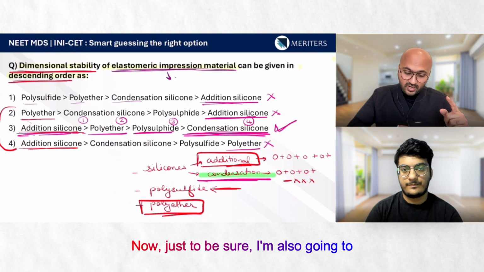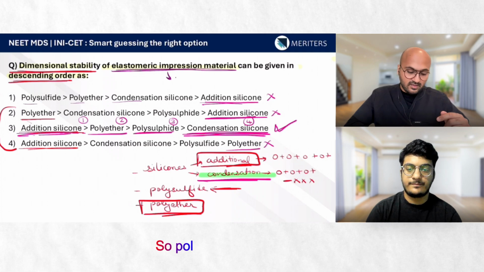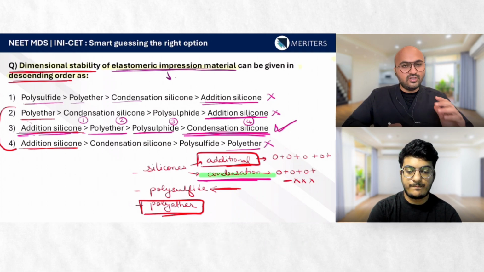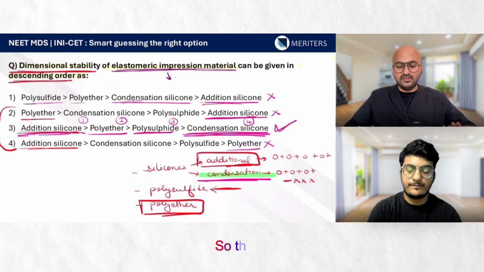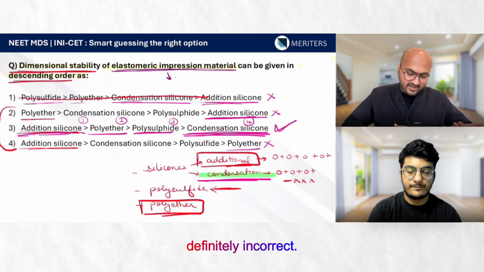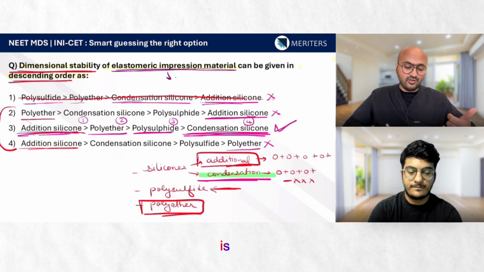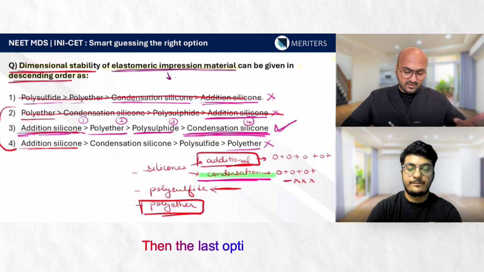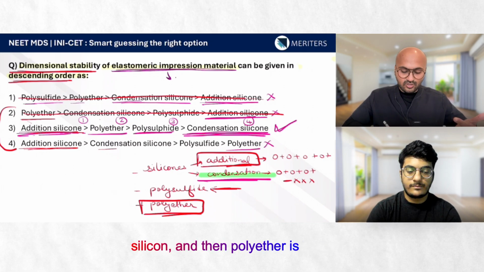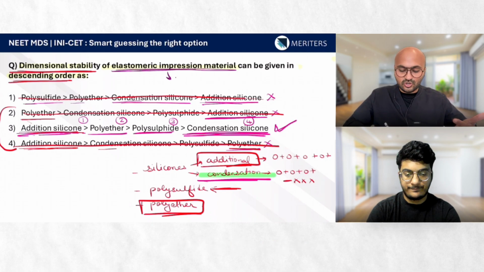Now, just to be sure, I'm also going to read the other options because I don't want to make a mistake. Polysulfide is not the most stable, and C silicon is not more stable than A silicon. So this is definitely incorrect. Polyether, yes, okay. C silicon is more stable than A silicon. No, that's not correct. So again, I can eliminate this option. Then the last option is A silicon, C silicon, and then polyether is the least stable in this option. So again, that is not correct.